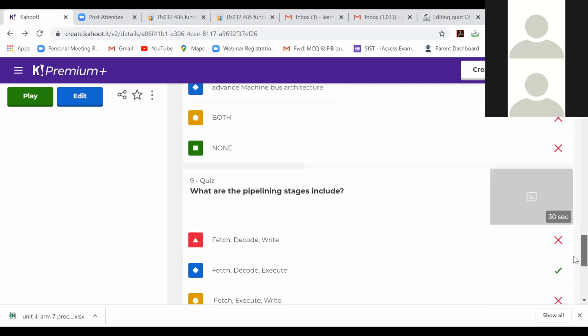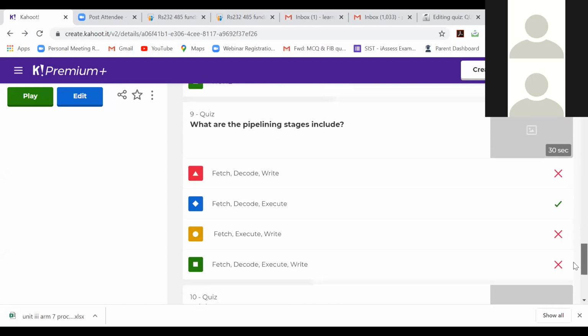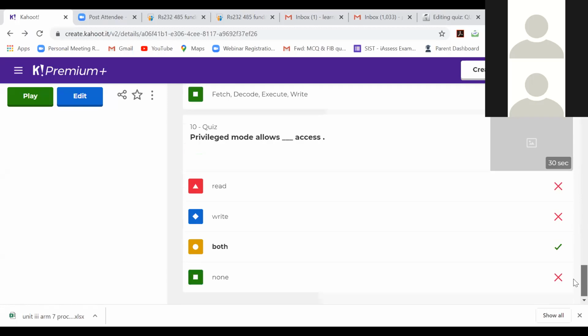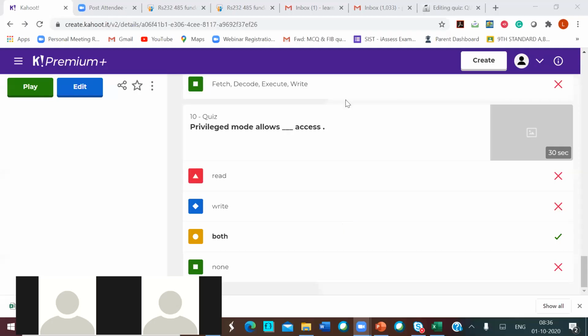Okay. What do the pipeline stages include? Fetch, decode, execute, ma'am. Yes, very good. Privilege mode allows? Read and write, ma'am. I think I gave a very simple quiz, but the one limitation is that the time was very short.